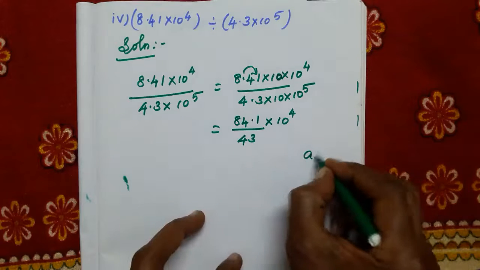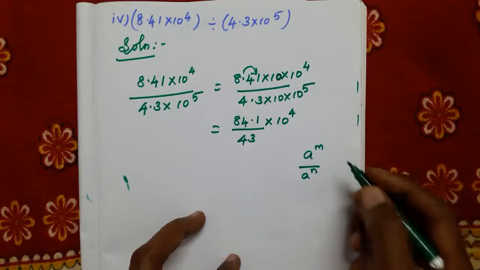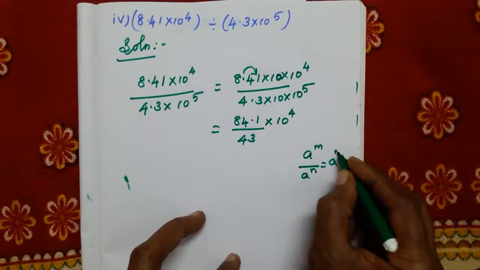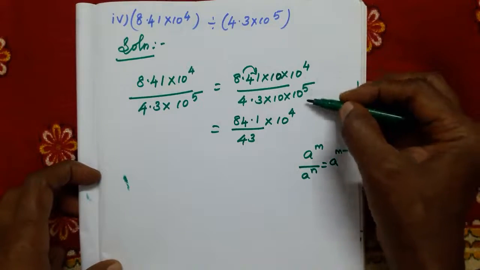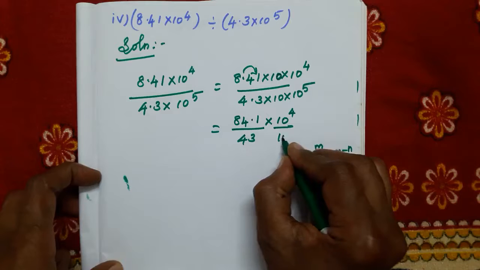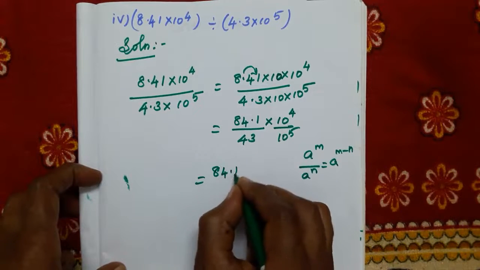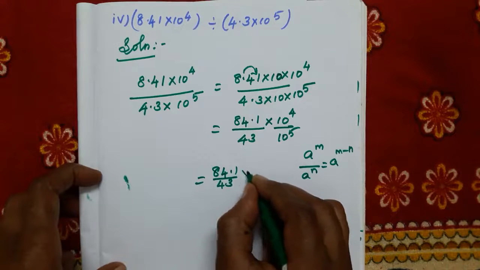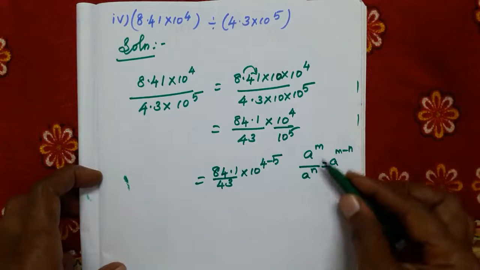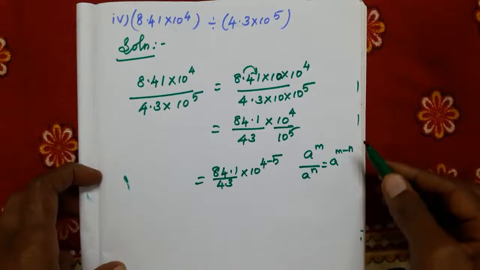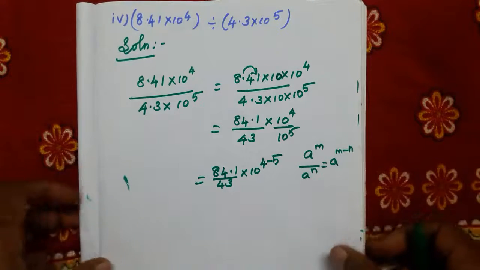a power m by a power n, what can we write? A power m by a power n means a power m minus n. So 10 power 4 by 10 power 5. Here I am writing the same, 10 power 4 by 10 power 5. So 84.1 by 43 into 10 power 4 minus 5. Here a power m by a power n is equal to a power m minus n. So 10 power 4 minus 5.